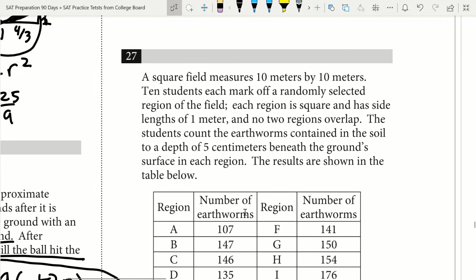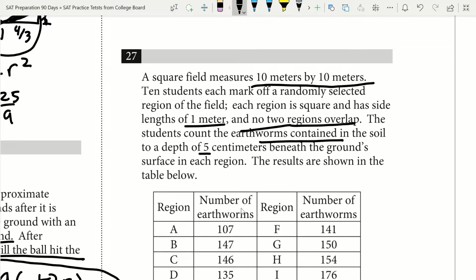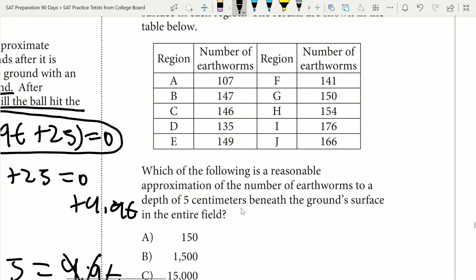All right, 27. A square field measures 10 meters by 10 meters. 10 students mark off a randomly selected region of the field. Each region is a square and has side length of 1 meter. No 2 regions overlap. The students count the earthworms contained in the soil to a depth of 5 centimeters beneath the ground's surface in each region. The results are shown in the table below. Which of the following is a reasonable approximation for the number of earthworms to a depth of 5 centimeters beneath the ground's surface in the entire field?